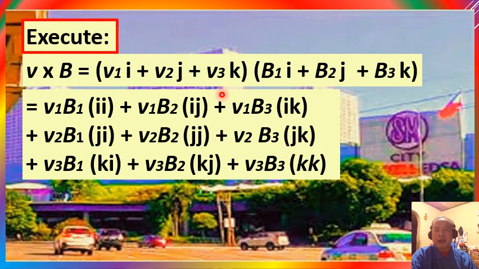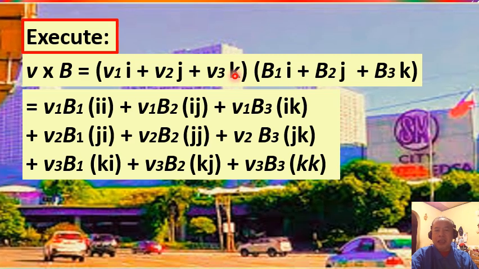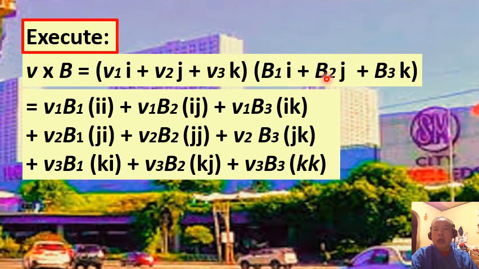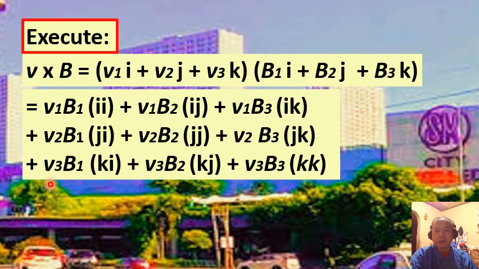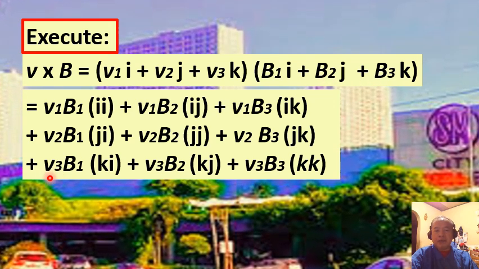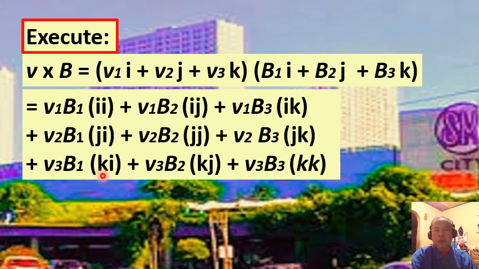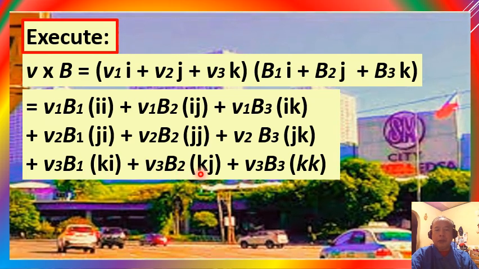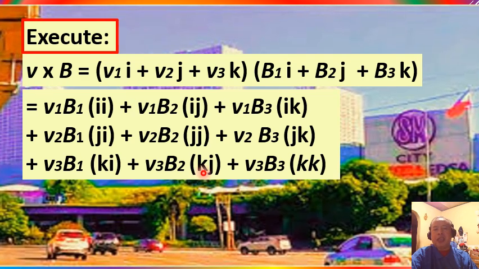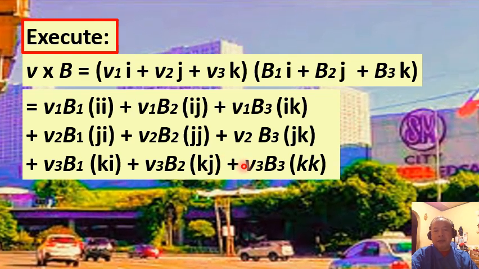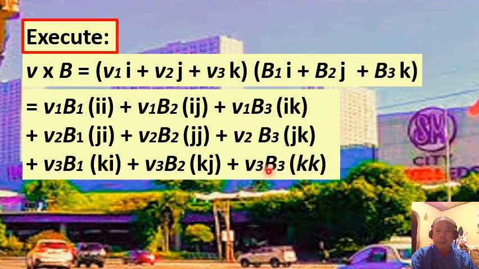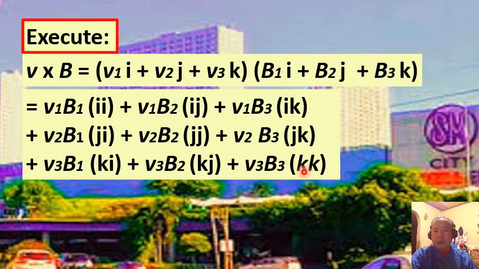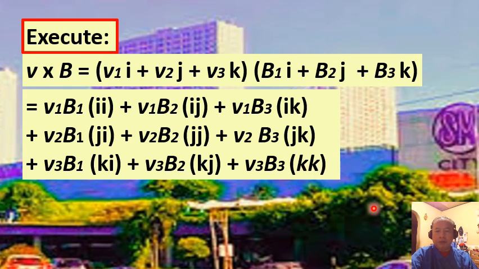And the last layer is where v3 k is multiplied to the magnetic field components. That is, positive v3 b1 multiplied by the cross product of the unit vectors k and i, plus v3 b2 multiplied by the cross product of the unit vectors k and j, plus v sub 3 times b3 cross multiplied by the product of the two k unit vectors, right?